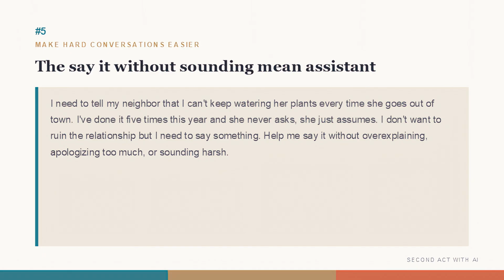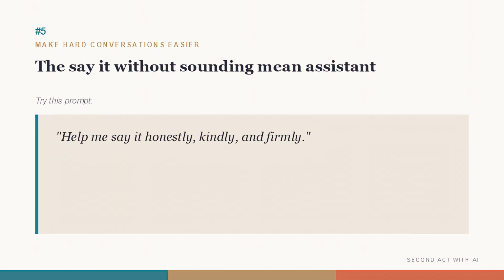Tell AI what you need to say and ask it to help you say it honestly, kindly, and firmly. This is one of the things AI does better than almost anything else. It helps you say the thing you feel but can't find the words for. And remember, you're the final eyes, always.